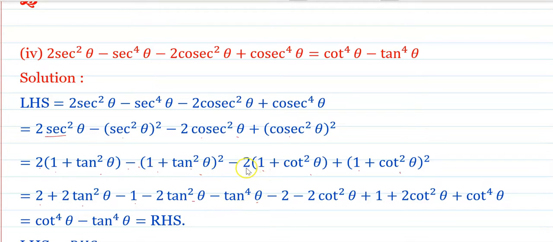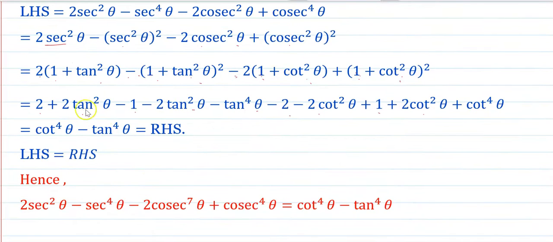Next, 2 in bracket 1 plus cot square theta. If we multiply it by minus 2, then you will get minus 2 cot square theta. Next, 1 plus cot square theta bracket square. Then you will get 1 plus 2 times cot square theta plus cot theta raised to 4. Now see this here, the terms. Here plus 2 and minus 2 first of all get cancelled. 2 tan square theta minus 2 tan square theta get cancelled. Plus 1 minus 1 also get cancelled.